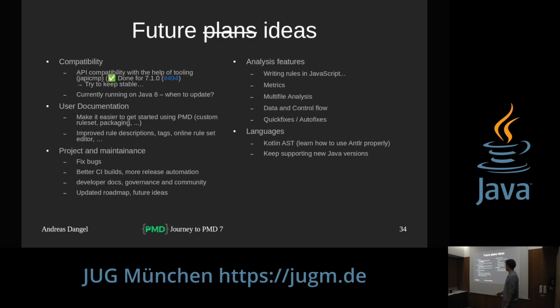Then on the language side, we can start learning to use ANTLR correctly and create an abstract syntax tree. Maybe we could reuse some already existing one. Then what's anyway on the plate is to keep up to date with Java, as there is now a new version every 6 months, which means we update our grammar, add some tests, and make sure we can parse the new language constructs.